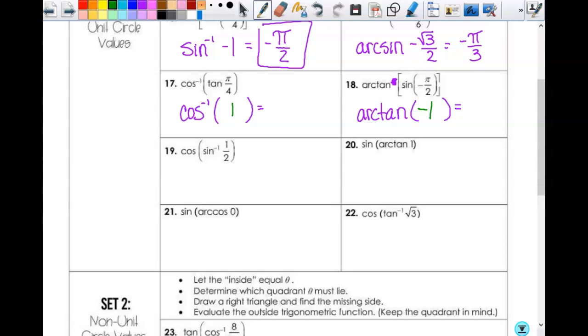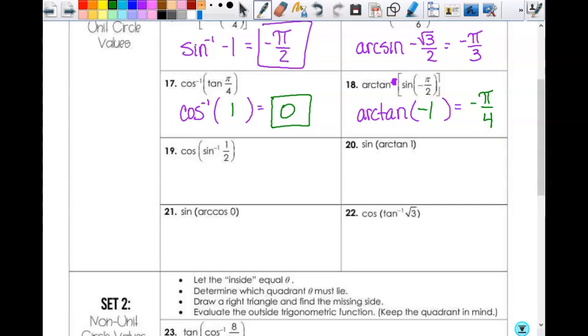Okay, so on 17, that means I'm going to be looking for the cosine inverse of 1. Do we agree with that? And what is the cosine inverse of 1? 0. Good. So then on 18, I'm looking for the arctangent of negative 1. And what is that? Negative pi fourths. Good.